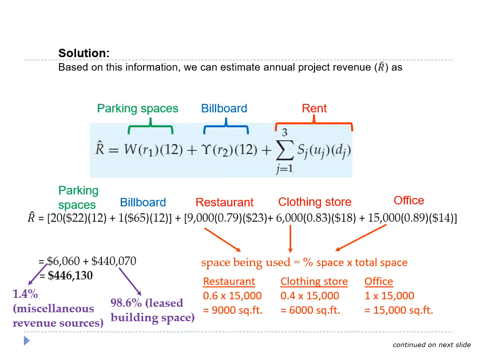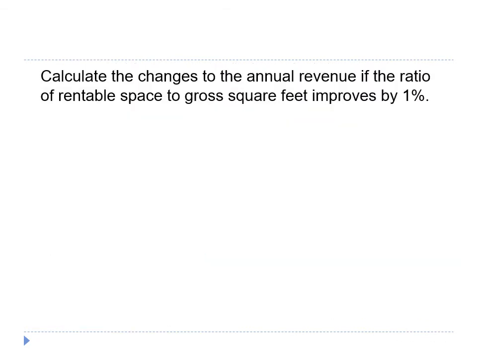A breakdown of the annual estimated project revenue shows that 1.4% is from miscellaneous revenue sources, whereas 98.6% is from leased building space. From a detailed design perspective, changes in annual project revenue due to changes in building space utilization factors can be easily calculated.